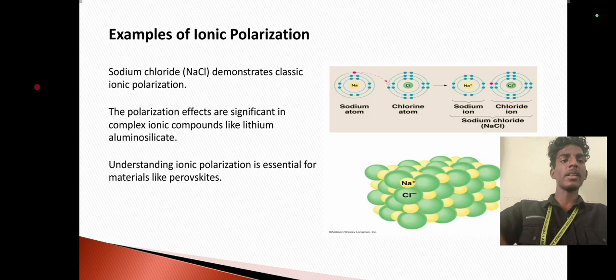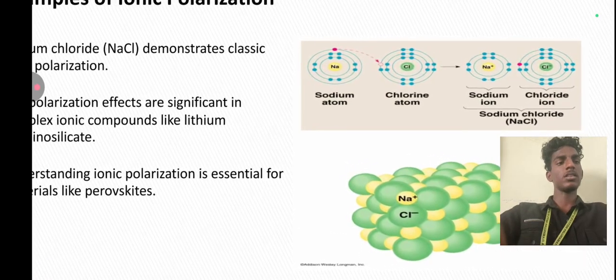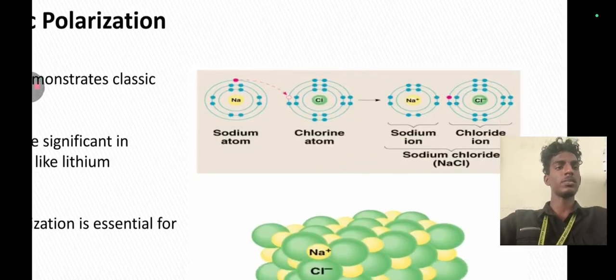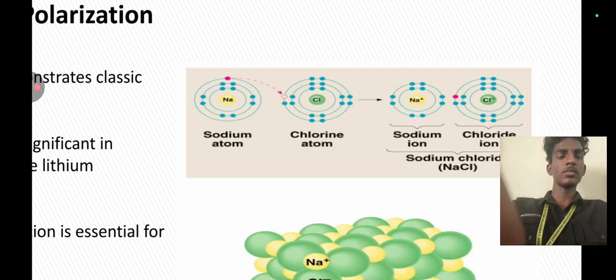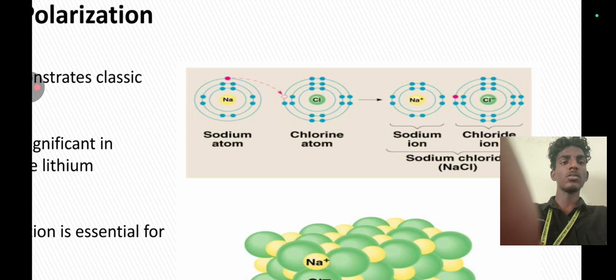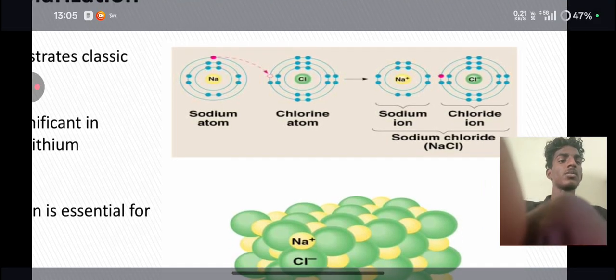How is NaCl formed? Let us observe these pictures. There is one sodium atom and one chlorine atom. The positive charge in the sodium is transferred to the chlorine atom, and the negative charge in the chlorine is transferred to the sodium atom, and they form sodium chloride.